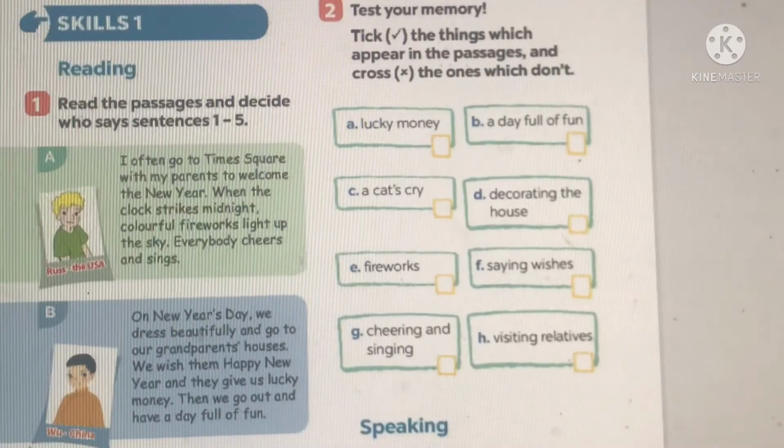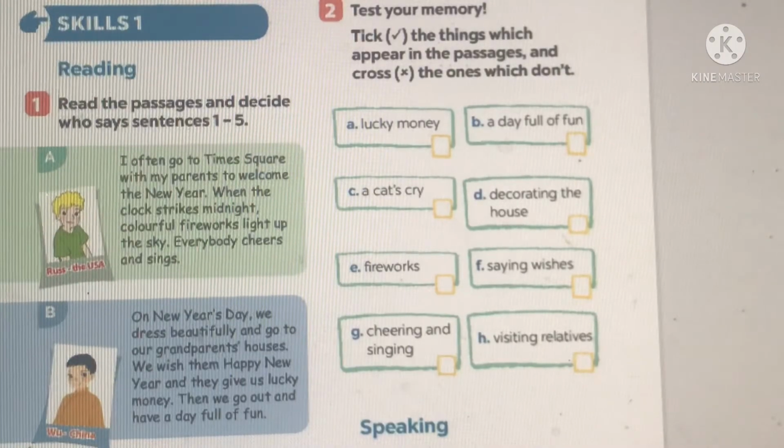Activity number 2. Test your memory. Take the things which appear in the passage and cross the ones which don't. So, the things that appear in the passage are A. Lucky money. B. A day full of fun. C. A cat's cry. E. Fireworks. F. Saying wishes. And G. Cheering and singing. The things that don't appear in the passage are D and H.